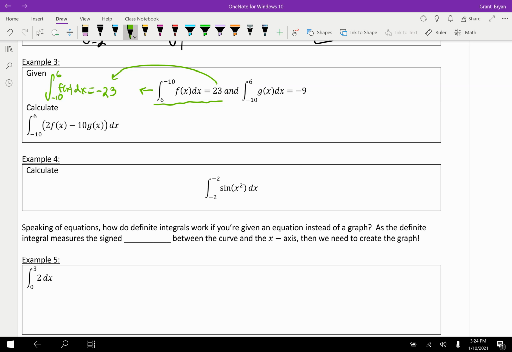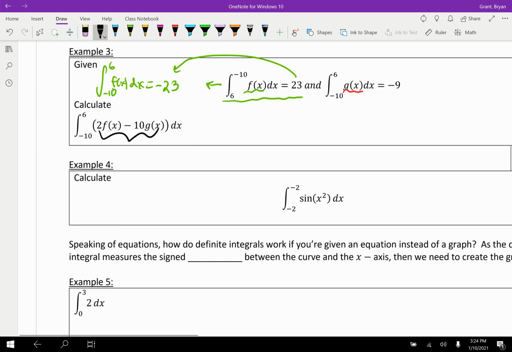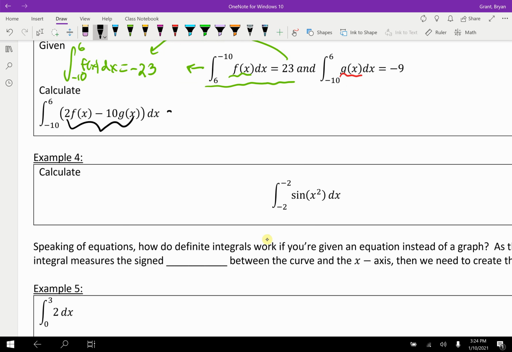Okay, next up. Well, they're giving us information about two different graphs. First, about the area below f of x, or in between f of x and the x-axis, and they're also giving us information about g of x. And this function down here is one super function. They're like, what's the area beneath the graph of 2f of x minus 10g of x? And I don't know what that graph is, but I think if we split it into smaller pieces, we might have a better idea. So let's take a peek.